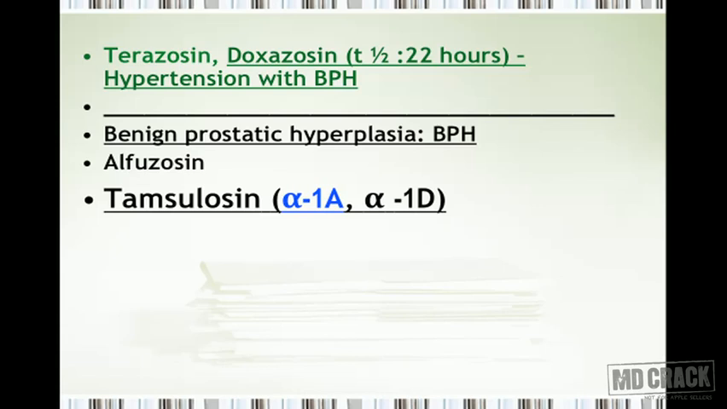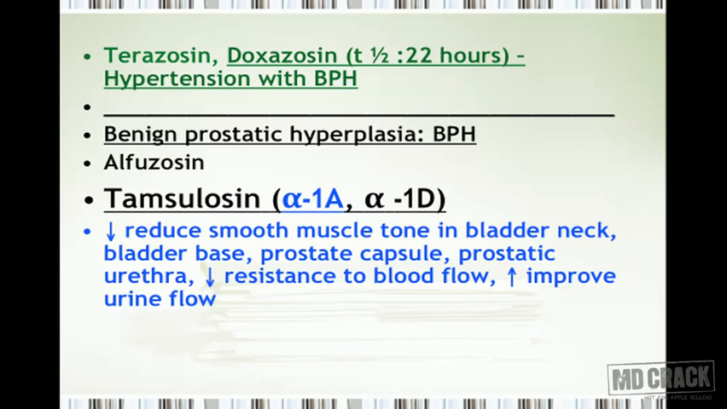Tamsulosin is selective at alpha-1A receptors and alpha-1D receptors. Alpha-1A receptor blockade is extremely important because this is going to decrease the smooth muscle tone in the bladder neck, in the bladder base, the prostatic capsule, and the prostatic urethra.